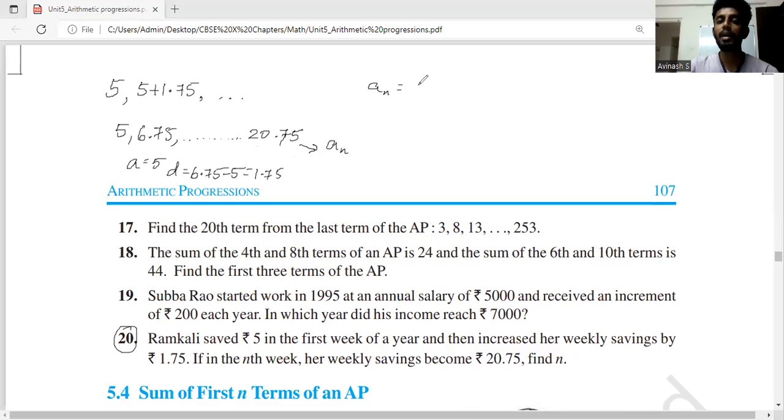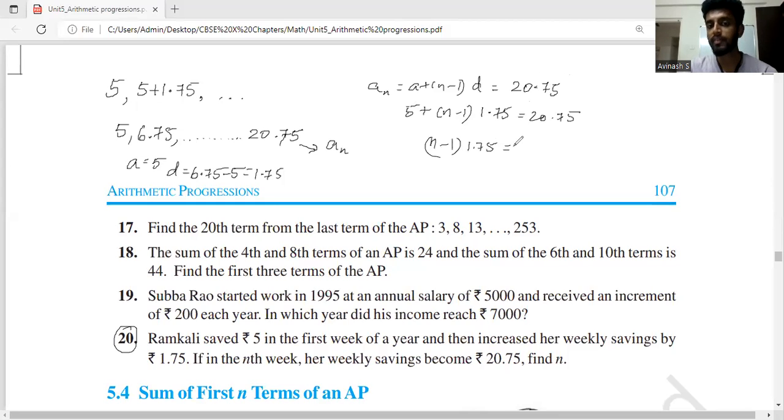So we substitute in the formula an equals a plus n minus 1 into d, which is equal to 20.75. This is the value of an according to the question. Now a is 5 and then n minus 1 into d, where d is 1.75. This will be equal to 20.75. Now n minus 1 times 1.75 will be equal to 20.75 minus 5. So we'll be getting 15.75.